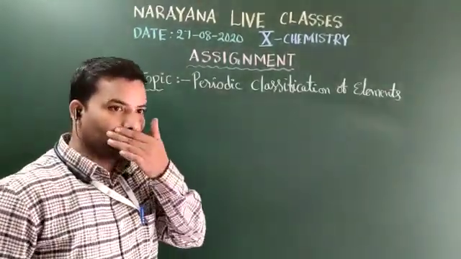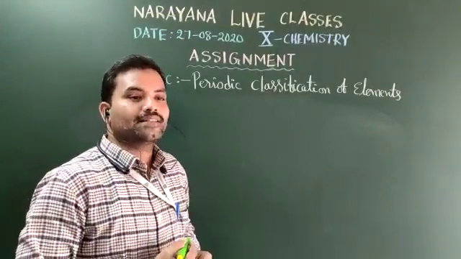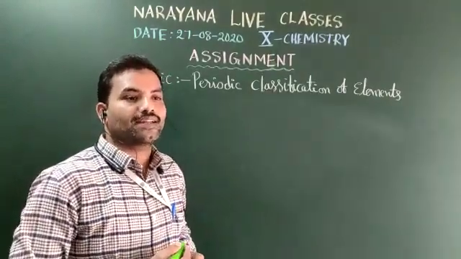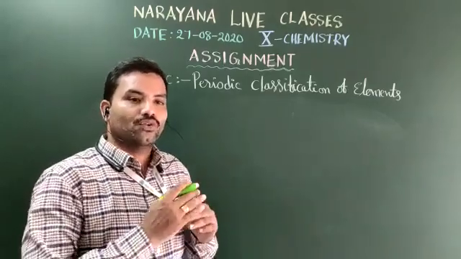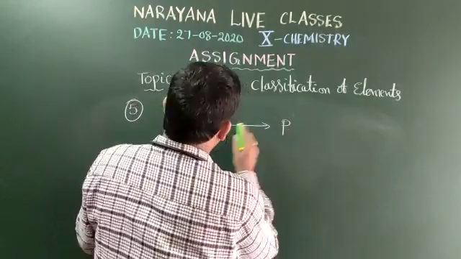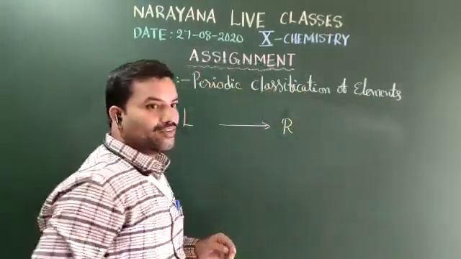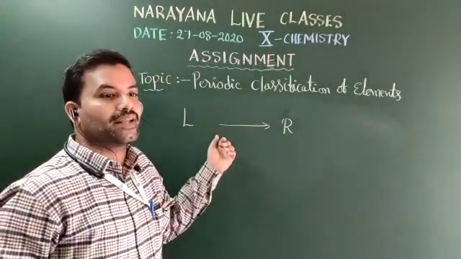Fifth one: the atomic radius dash when moving from left to right in a period. When we move from left to right in a period, what will happen here? We have to determine how the atomic radius changes.